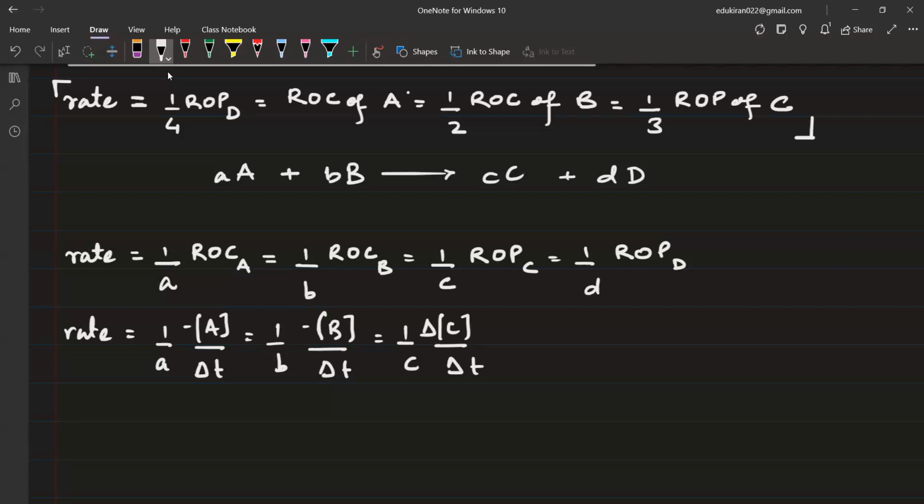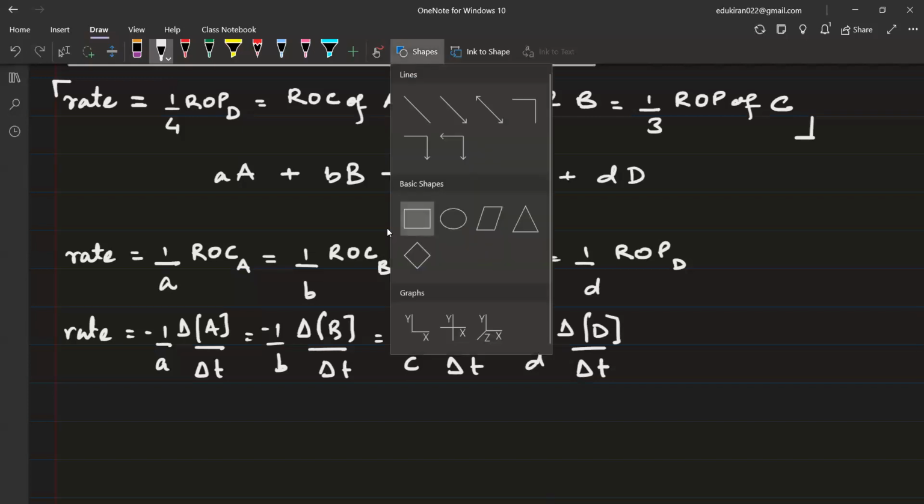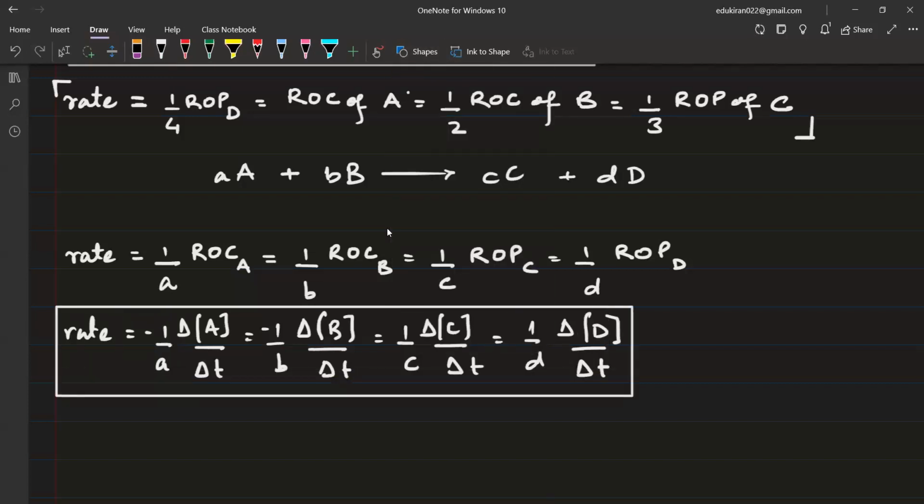Delta, you forgot, right? The negative, who is it? Let's write it outside. It will be equal to 1 by D, change in concentration of D divided by change in time. Now this expression you need to know how to write. Okay, so please write this down.